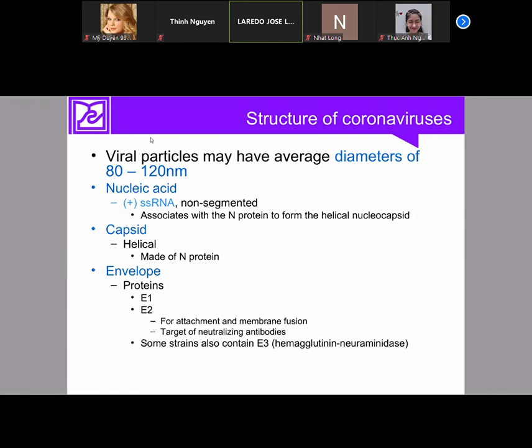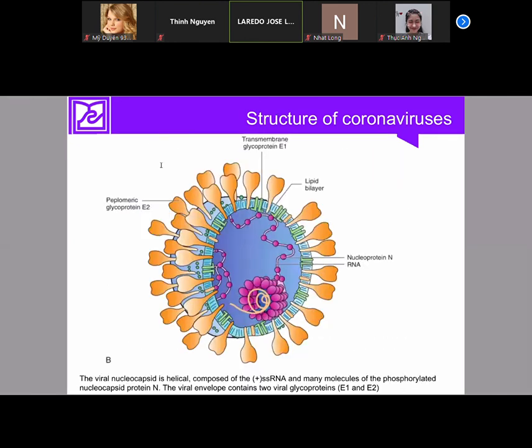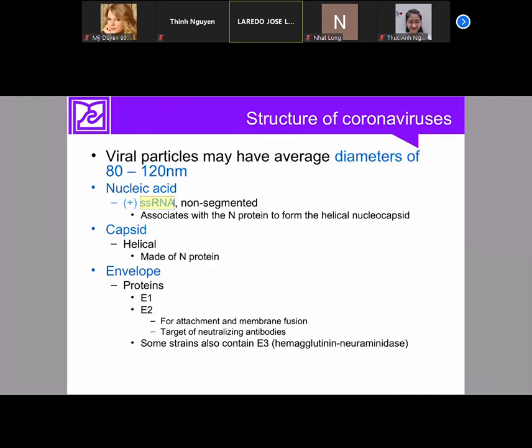Coronaviruses have an envelope. This is the structure of a coronavirus. The name corona is a Spanish word that means crown. Corona is because of the appearance of the envelope, and they have glycoproteins at the envelope, and one of these glycoproteins is used by the virus to bind host cell receptors. This is the structure. Single-stranded RNA, positive sense. Remember, positive sense means that they have the same nucleotide sequence as the messenger RNA, with a helical capsid.